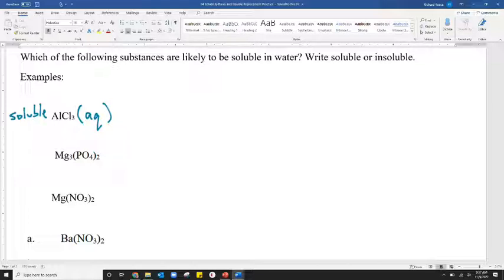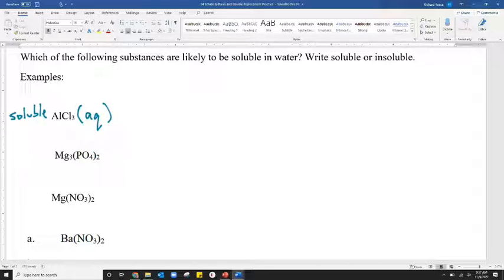All right, let's do the same thing with Mg3(PO4)2. Is Mg a group 1 metal? Nope. So rule 1 doesn't apply. Rule 2, is there a nitrate or a chlorate or acetate? Nope. So you go to rule 3. Is there a chloride, bromide, or iodide? Nope, not in this one. Rule 4 is sulfate. Is there a sulfate here? Nope. All right, rule number 5 is OH and O. Is there hydroxide or oxide here? Nope.